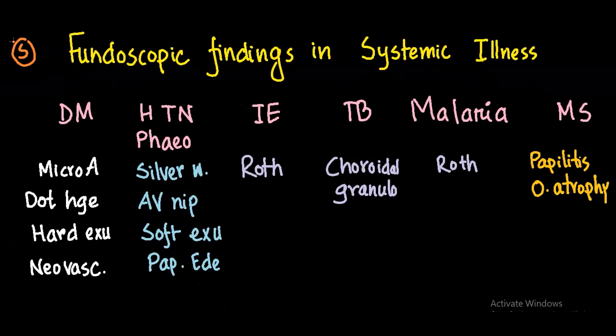Fundoscopic finding in systemic illness. Fundoscopy, also known as ophthalmoscopy or retinoscopy, same thing. So you see mainly the fundus and you see the peripheral retina. What are the findings in systemic illness?